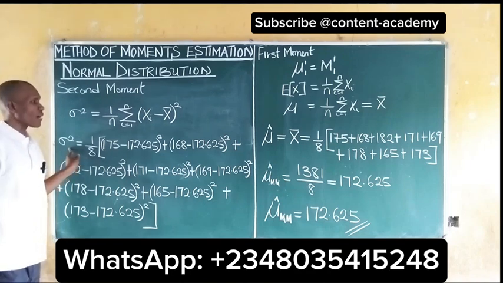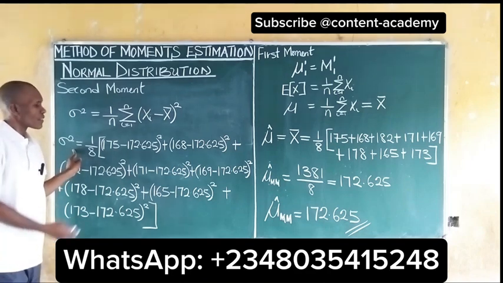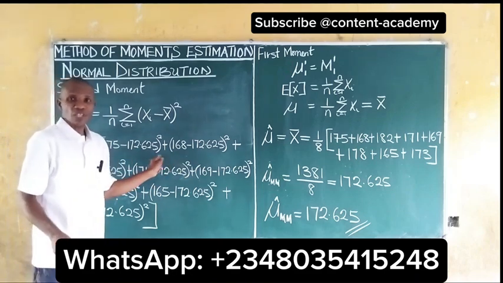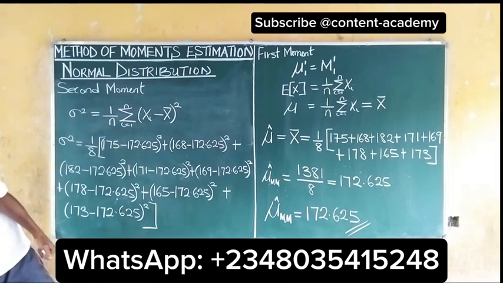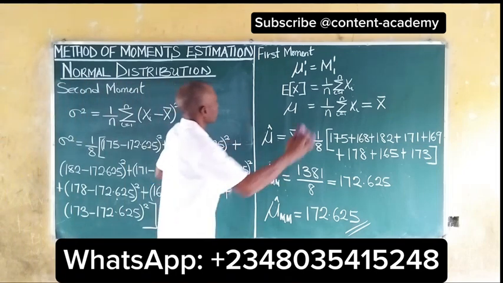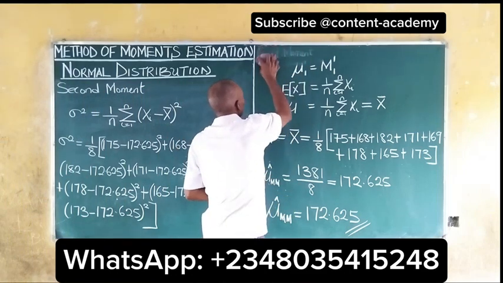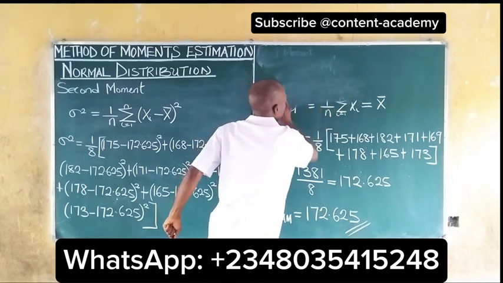So this is what we have for our variance. This is how we can compute our variance for the given data. The next thing to do is to use our calculator to calculate this, which we do from this side of the board, so we'll have to delete this side of the board.